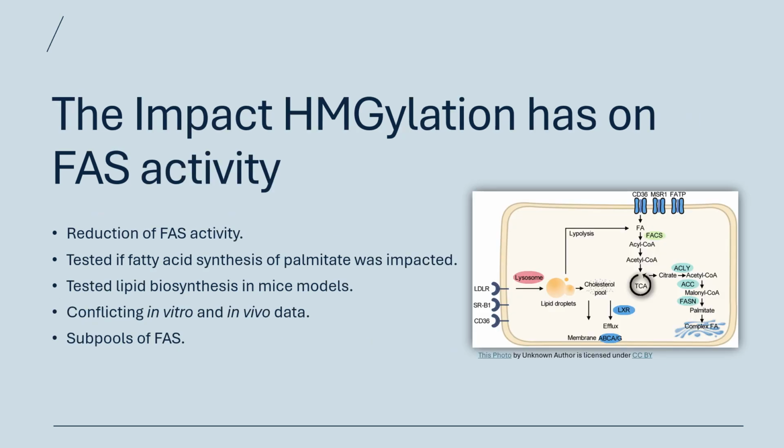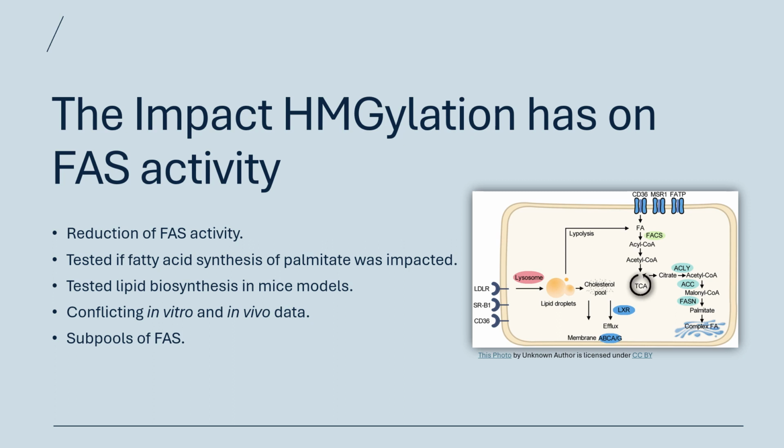So because of the discovery of multiple sites being affected, they wanted to identify the impact on the activity of fatty acid synthase. For this experiment, they found that the addition of HMG-CoA led to a reduction in activity of fatty acid synthase. They next tested if the fatty acid synthesis of palmitate was impacted in vivo, and they found that it was not impacted. They then tested lipid biosynthesis in a mouse model and found it was not affected despite reductions in fatty acid synthase activities. So, why the conflicting data between in vivo and in vitro experiments?